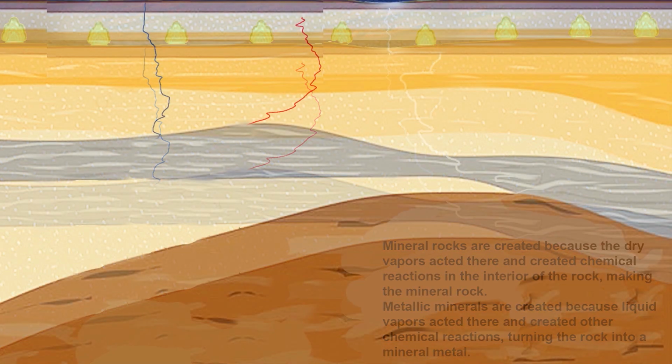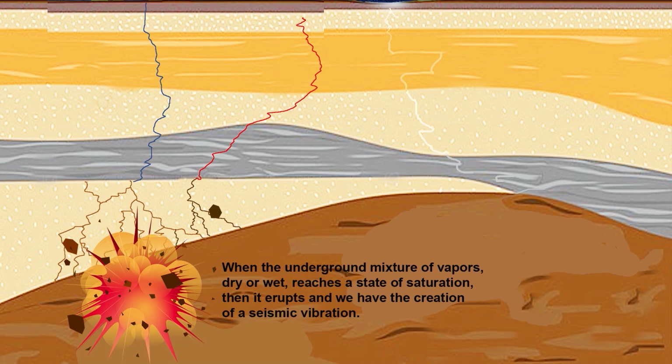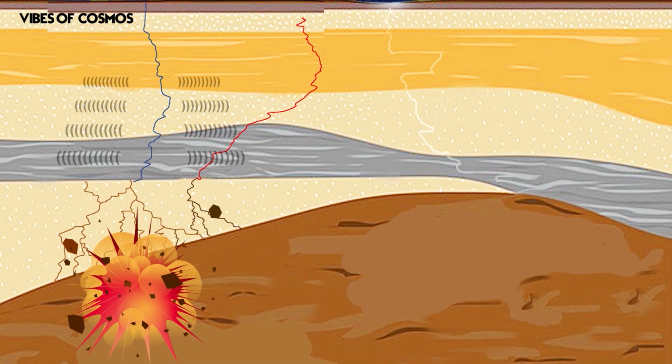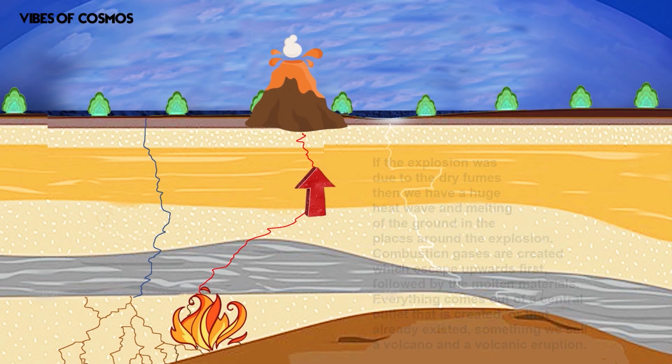When the underground mixture of vapors, dry or wet, reaches a state of saturation, then it erupts and we have the creation of a seismic vibration. If the explosion was due to the dry fumes, then we have a huge heat wave and melting of the ground in the places around the explosion. Combustion gases are created which escape upwards first, followed by the molten materials. Everything comes out of a central outlet that is created, or that already existed, something we call a volcano, and a volcanic eruption.